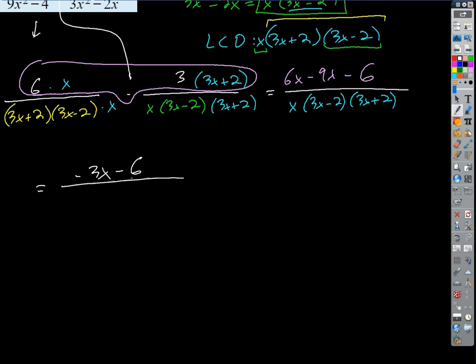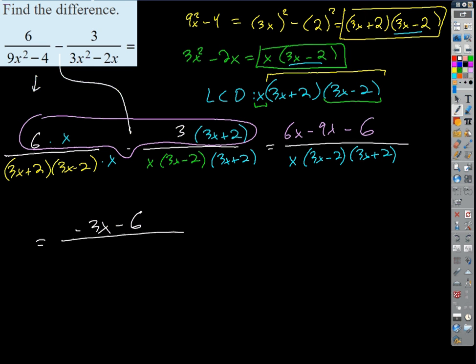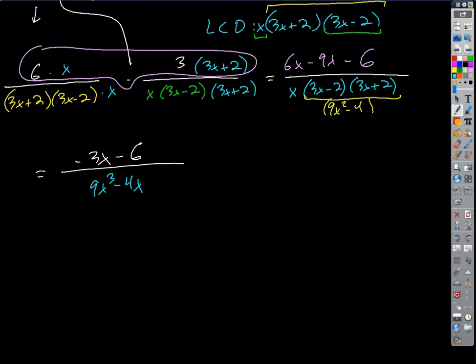And then on the bottom, what are we gonna get? Well, we could be a little bit smart about this. We know that 3x plus 2 times 3x minus 2, this part right here, equals 9x squared minus 4, right? So all that stuff just becomes 9x squared minus 4. If I multiply that times x, what's it gonna do? I'm just gonna end up with 9x cubed minus 4x, exactly. There it is. That's our answer.